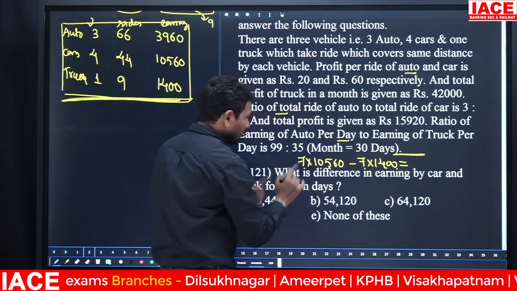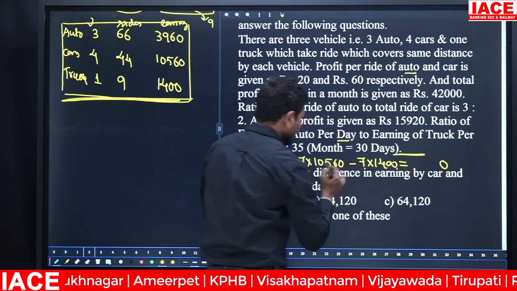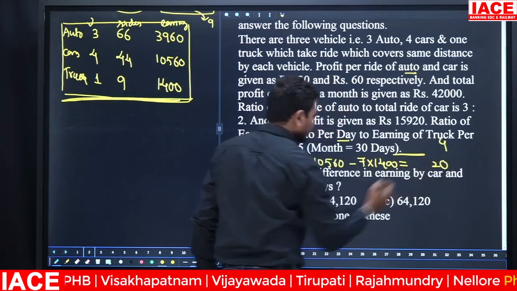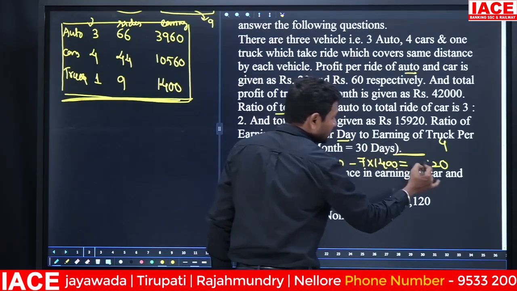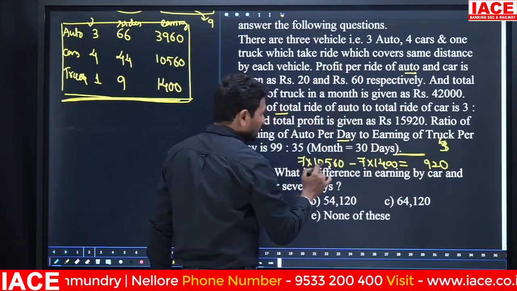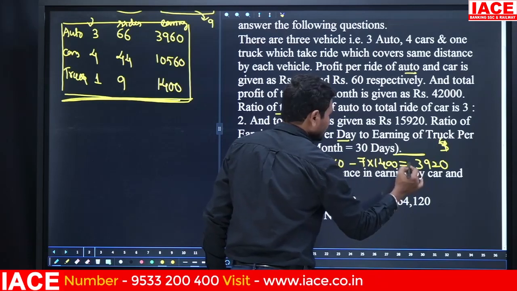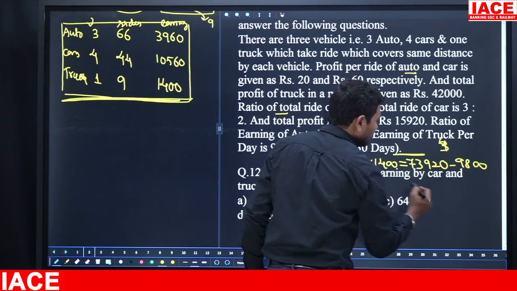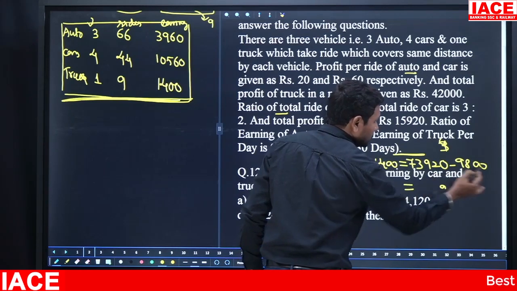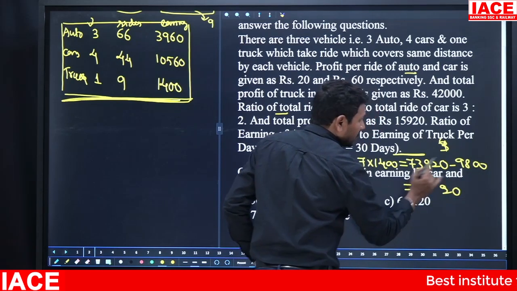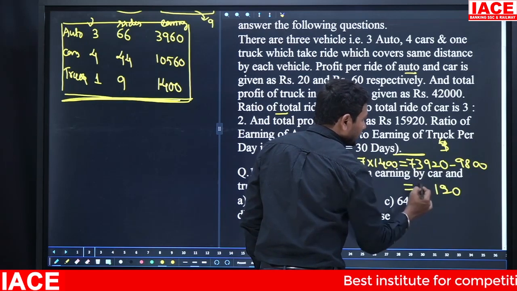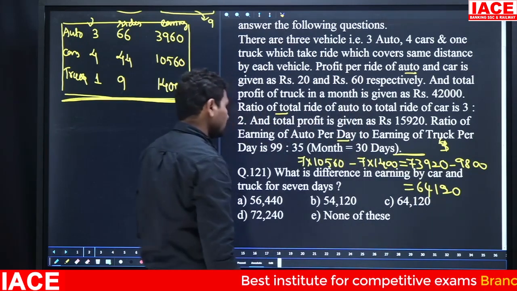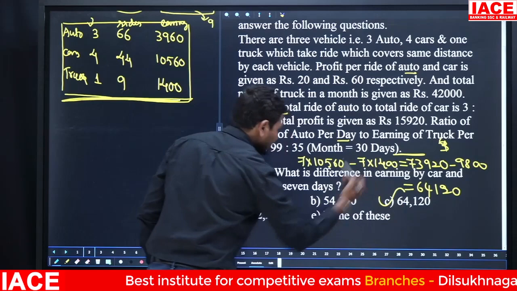Here 7 will be multiplied. 7 times 6 is 42, carry forward 4. 7 times 5 is 35, 35 plus 4 is 39. 7 into 0 is 0, so 3 and 7. And here 14, 7 times 14 is 98, 9800. It is a 0 and 20, and 9 minus 8 is 1, 73 minus 9 is 6. 64120, 64120 means option C is correct.